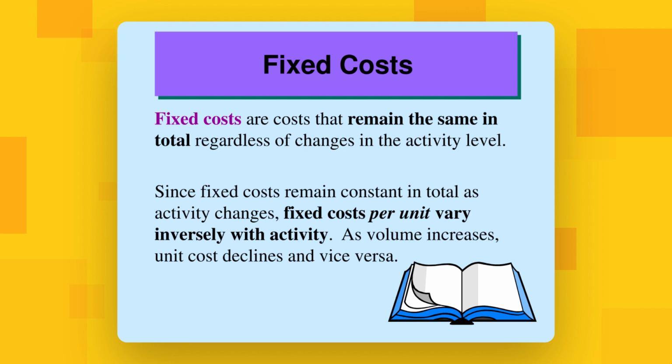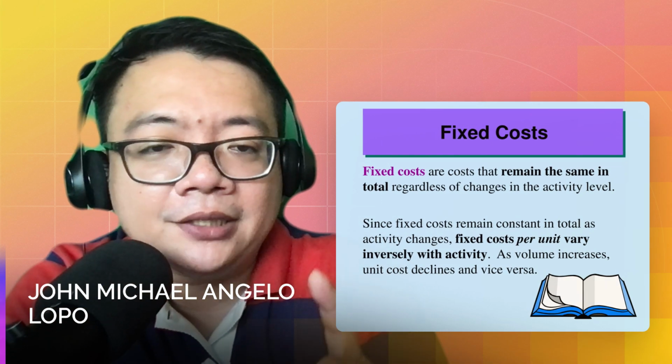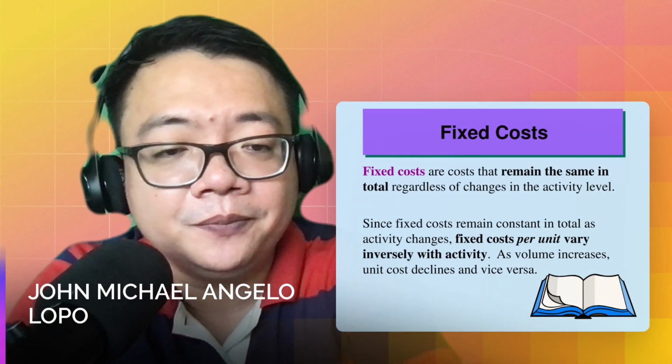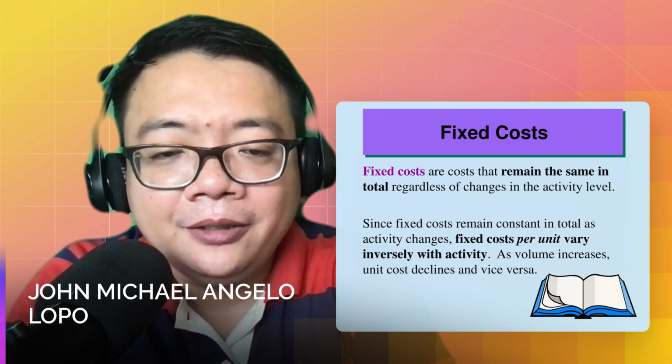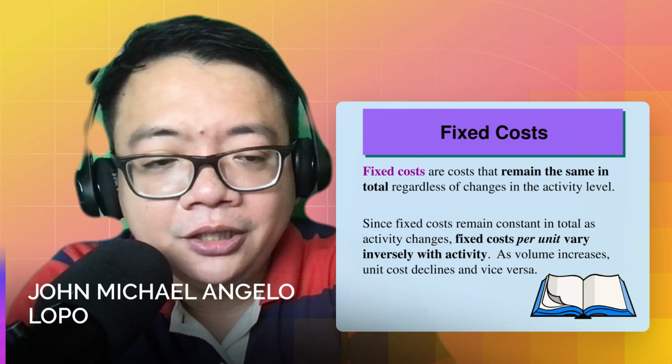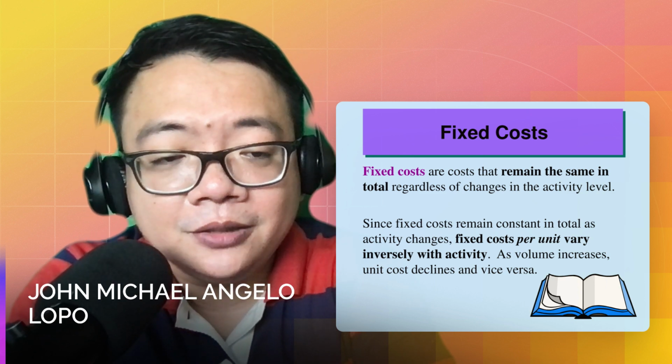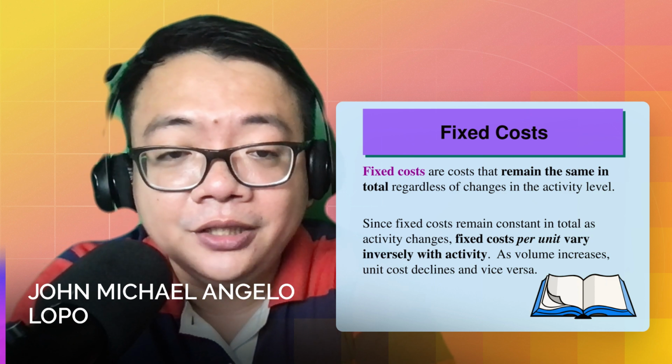Next one. How about in terms of the fixed costs? Fixed costs are the costs that remain the same in total regardless of the changes in your activity level. Meaning to say, fixed costs will remain constant regardless of the changes in your activity level. Ano ibig sabihin niyan, sir? If tumaas man ang sales or bumaba man ang sales, wala akong pakialam. Like the salary of your supervisor, the salary of your plant manager, because their salary is fixed regardless of the activity level.